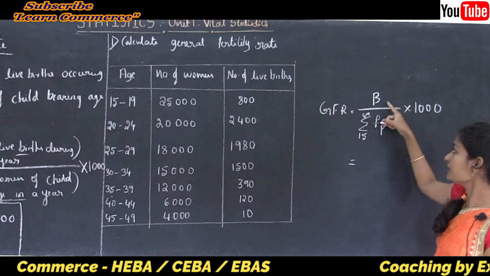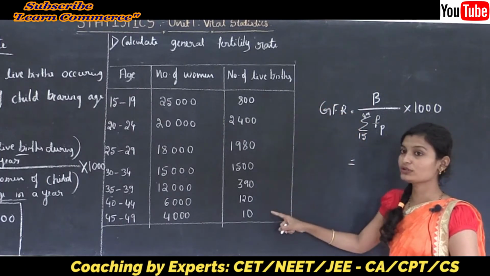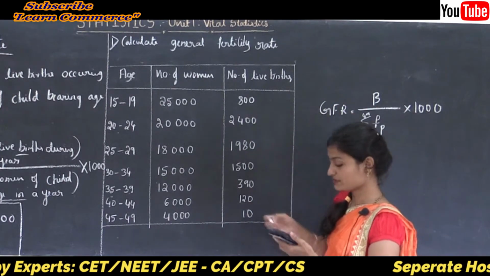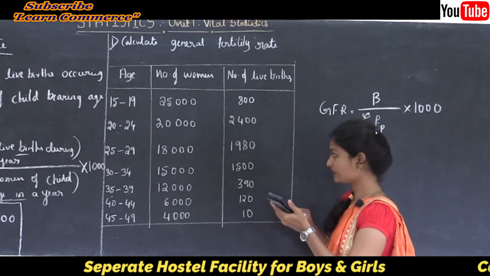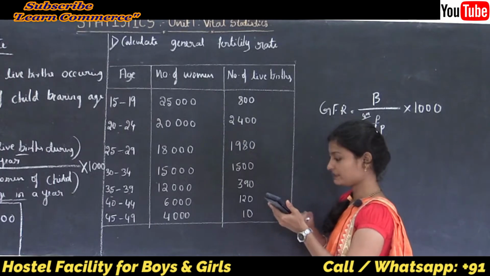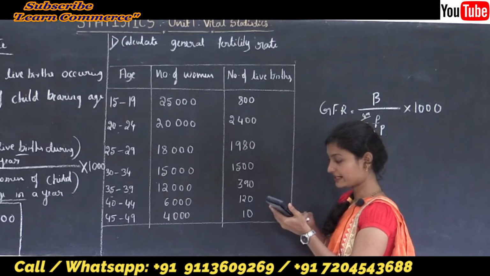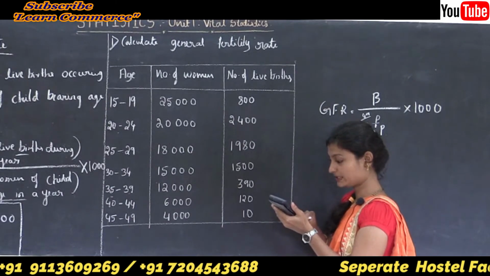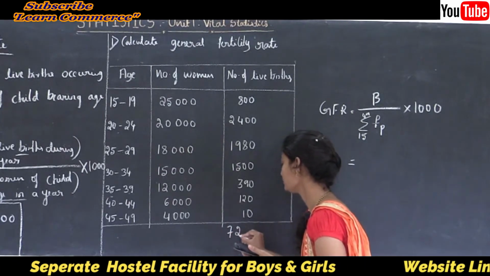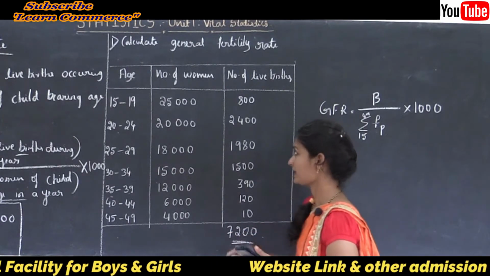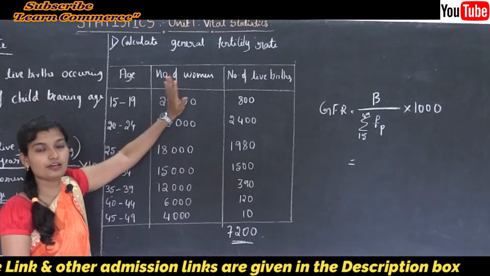This is equal to, we need to calculate the total number of live births. So here the first observation is 800 plus 2400 plus 1980 plus 1500 plus 390 plus 120 plus 10, that is 7200.